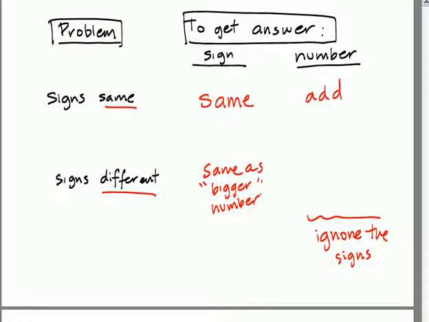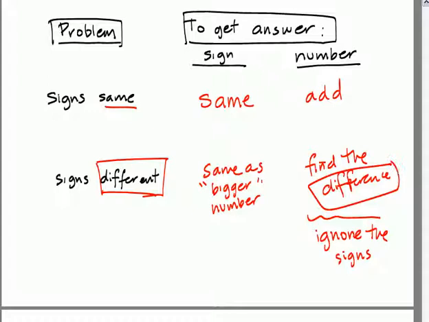And to get the number part, when the signs are different, and I'm going to avoid the word subtraction, you find the difference of the numbers, ignoring the signs. Okay. So I'm not ignoring that little statement, ignore the signs. Let's take a look at just a few examples.